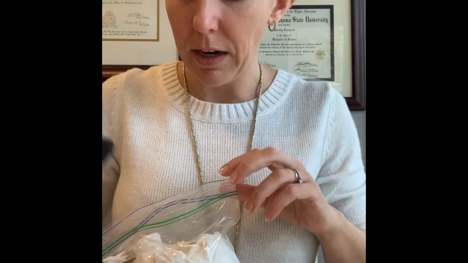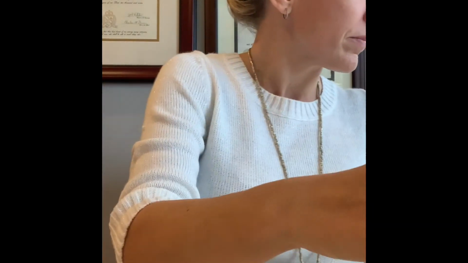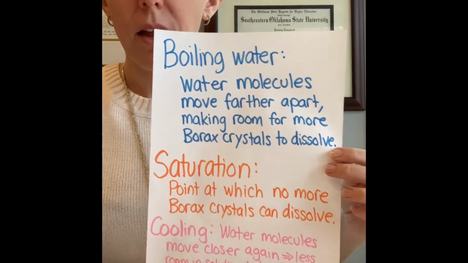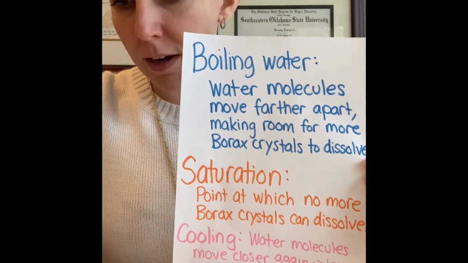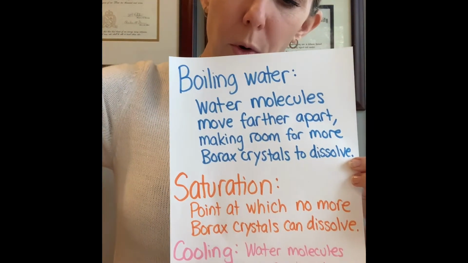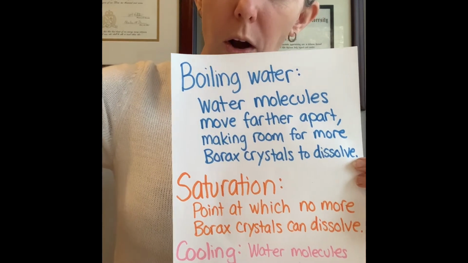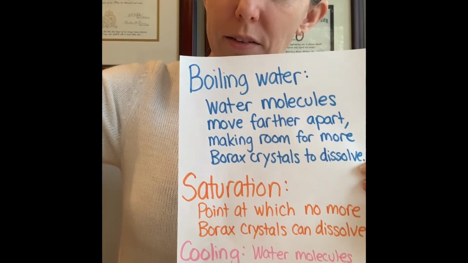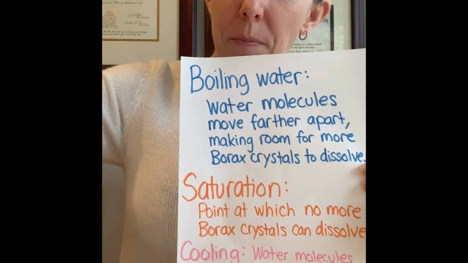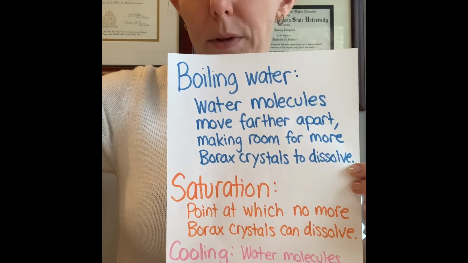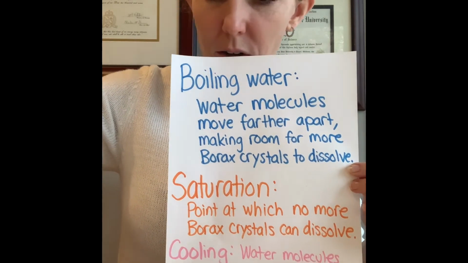What's happening here chemically is that the borax, when we boil water, the water molecules spread out as they boil, and it makes more room for our borax to dissolve. We're making a water and borax solution. As the borax is fully dissolved, it's going to be the same throughout. So it's a homogeneous mixture, which is also called a solution.